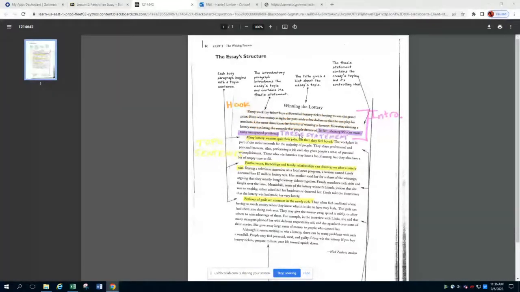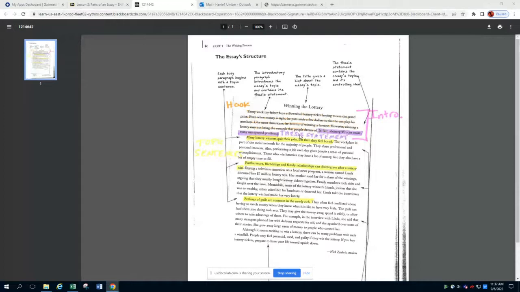Someone tell me what the job of the hook is. To inform? It's not to inform. No. Well, just try. What is it? To bring the readers in. Right. No, Marjorie, it's not the main idea. The job here is to grab the reader's attention.